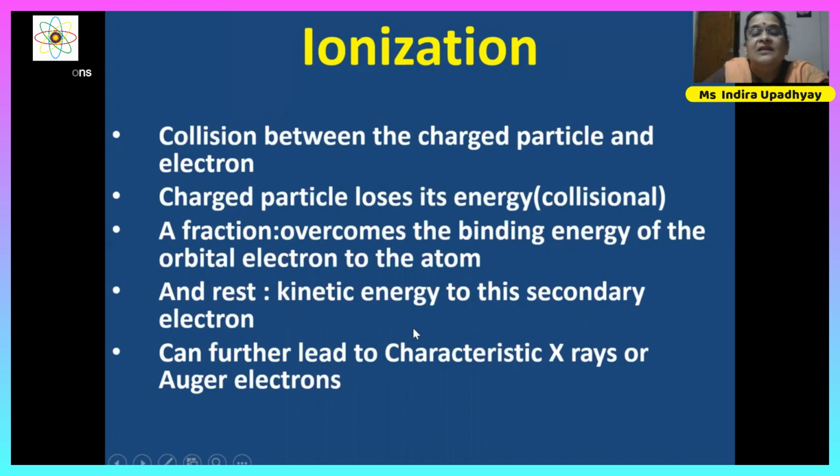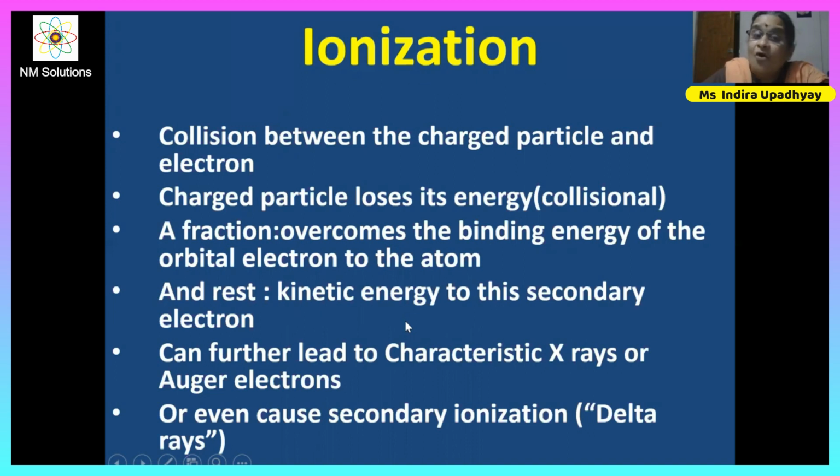It can further lead to characteristic X-rays or Auger electrons, and even cause secondary ionization. They are called delta rays. What it means is they can produce ions again by colliding with the orbital electrons and ejecting them, having sufficient energy to counteract the binding energy.